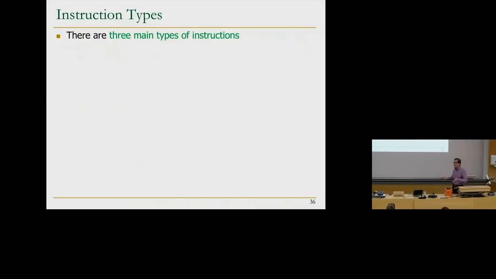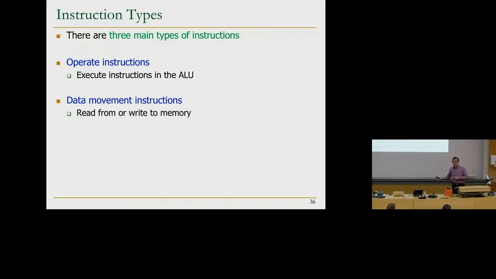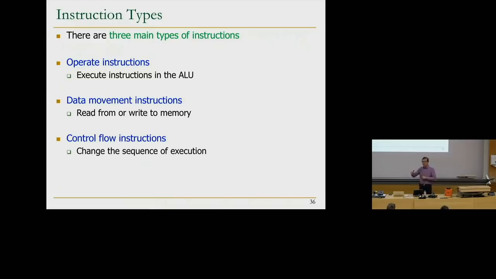There are 3 main types of instructions in any ISA. Operate instructions execute in the ALU, the arithmetic logic unit, so arithmetic and logic instructions. There are data movement instructions that move data from and to memory, either reading from or writing to memory. And there are control flow instructions that change the sequence of execution, not necessarily going from PC to the next program counter, but going to some other place in memory to execute the instruction.